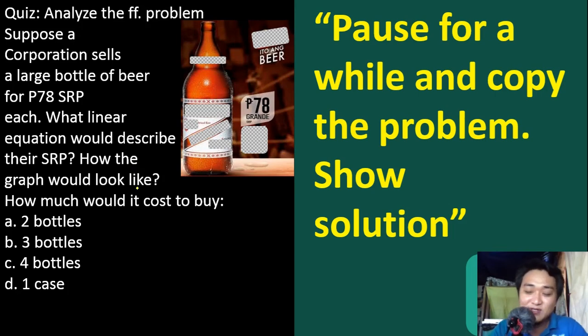Ayan po. I hope may bago kayo natutunan about linear equations in two variables. And later on, mapapply pa natin yung concept natin in other problems, real problems.